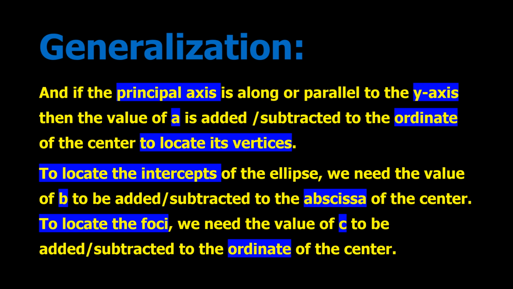Okay, so yan for the generalization. If the principal axis is along or parallel to the y-axis, then the value of A is added or subtracted to the ordinate of the center to locate its vertices. To locate the intercepts of the ellipse, we need the value of B to be added or subtracted to the abscissa of the center. To locate the foci, we need the value of C to be added or subtracted to the ordinate of the center.